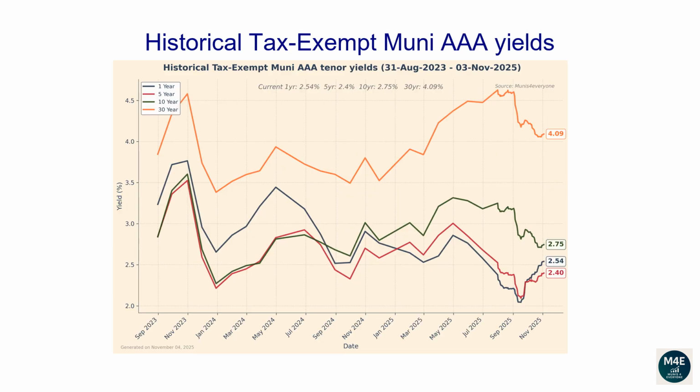This line plot and the next plot show how each tenor of the Muni yield curve has changed over time. From the 31st of August 2023 to the 3rd of November 2025, the 1-year yield has dropped from 3.24 to 2.54. The 5-year yield has dropped from 2.85 to 2.4. The 10-year yield has dropped from 2.84 to 2.75. The 30-year yield has increased from 3.85 to 4.09.